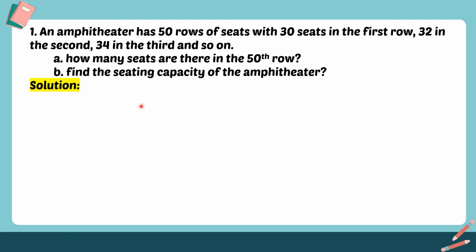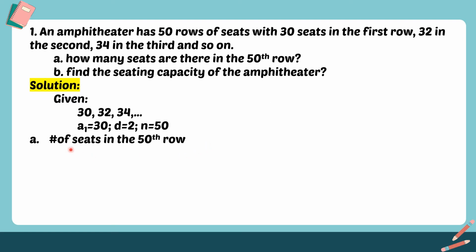So, para ma-solve, i-analyze muna natin yung given. Ang given na sequence natin is 30, 32, 34. So, kung mapapansin nyo, meron tayong common difference na 2. So, it means this is an arithmetic sequence. And ang a sub 1 natin ay 30. Ang common difference ay 2 since nagdadagdag tayo ng 2 dun sa ating previous para makuha yung next term. And then, ang value ng n natin is 50 dahil meron tayong 50 rows sa ating amphitheater at kailangan nating hanapin ang 50th row or yung seating capacity ng ating 50th row.